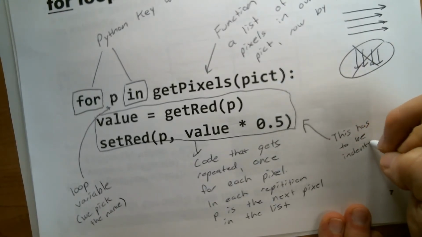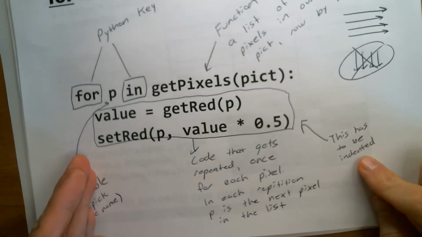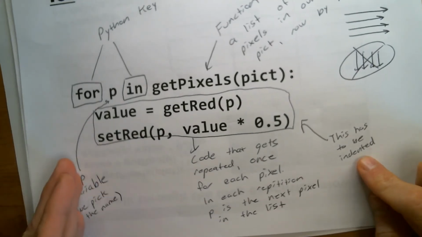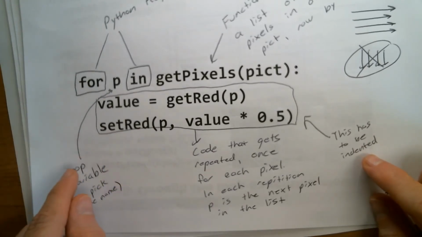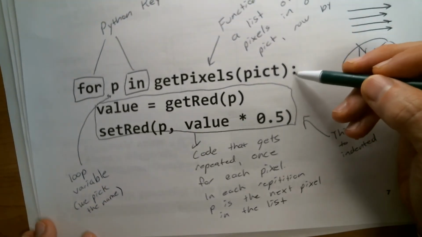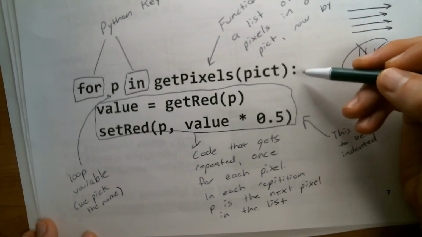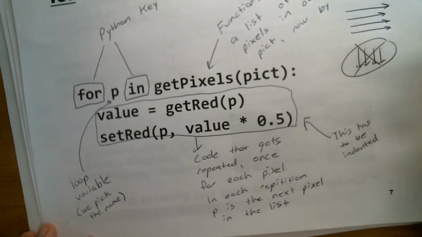All right. Python knows when your loop is over when the indentation stops. So when you stop indenting, it recognizes that's the end of your loop, and that anything after the indentation can just be run normally. It's not part of the loop. It doesn't need to get repeated over and over again. Also notice that there's a colon here, just like we have when we do functions. These are all required parts of it.